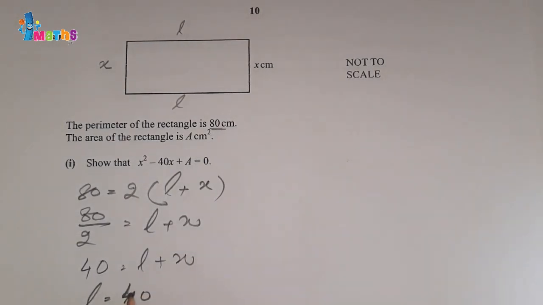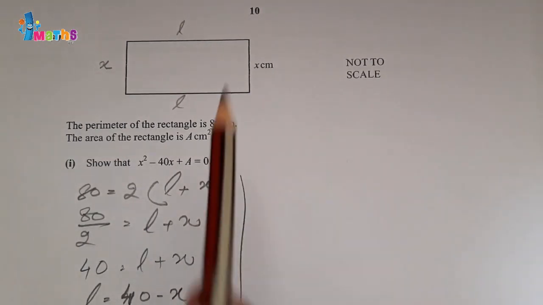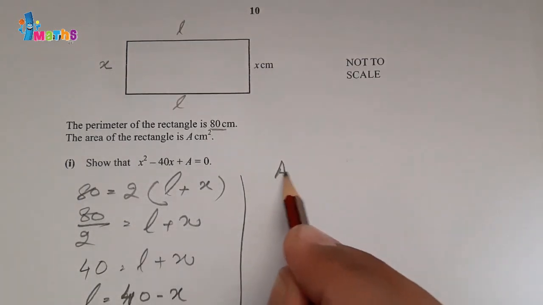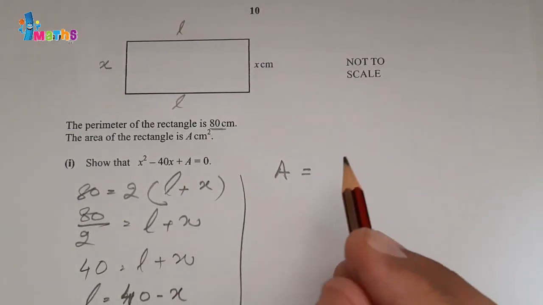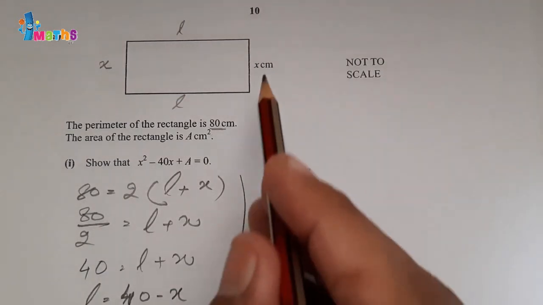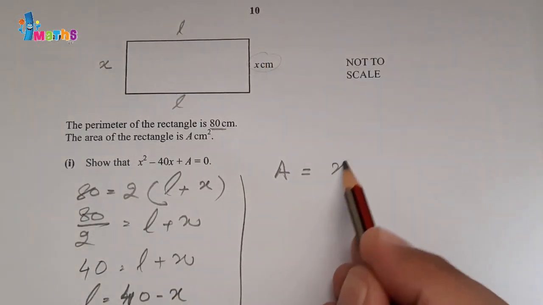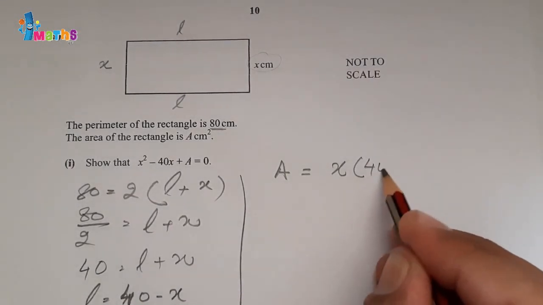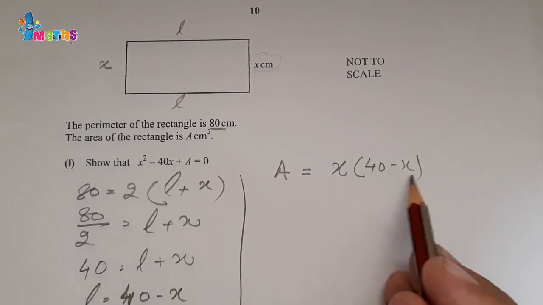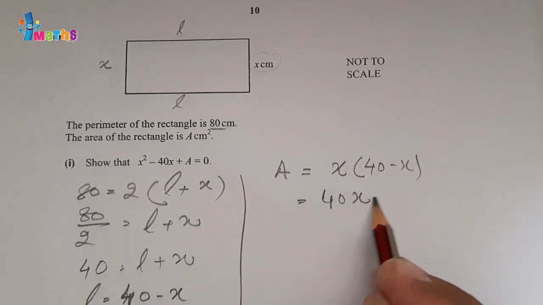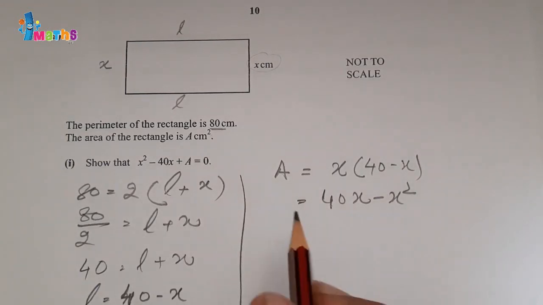Now as we found the length 40 minus X, so area will be equal to length into width. So area will be equal to, width is X, so X multiplied by 40 minus X, which is the length. So if we open the bracket, it will be 40X minus X square. Hopefully you will be understanding.